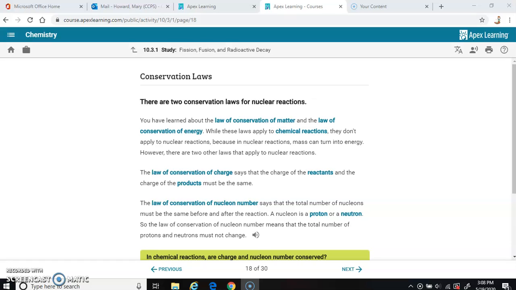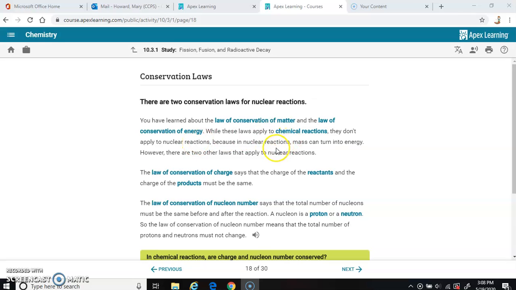Welcome back to part 2 of week 7, where we're still talking about fission, fusion, and radioactive decay. When we left off, we were starting with conservation laws. We still have this idea that matter is neither created nor destroyed, the law of conservation of matter and energy. We've learned that previously.